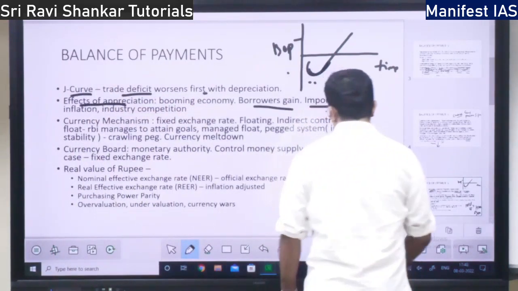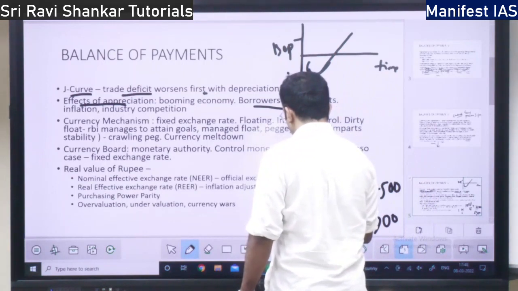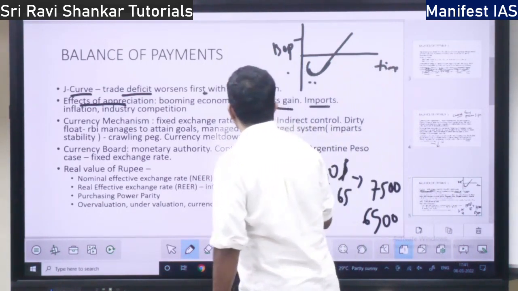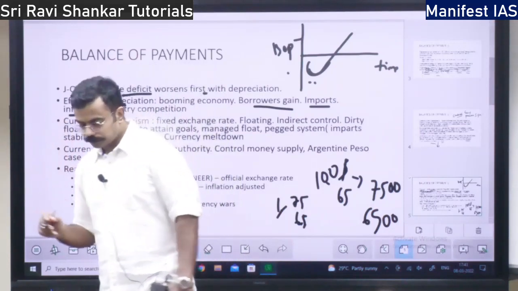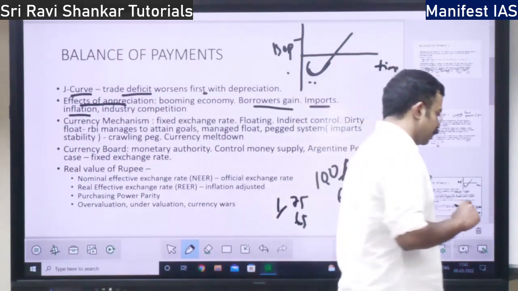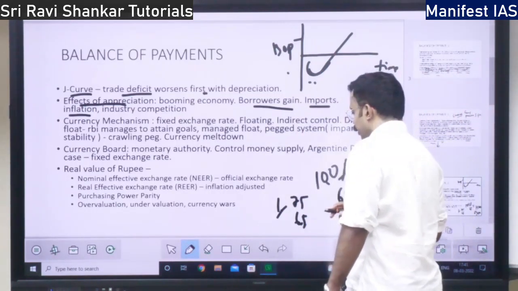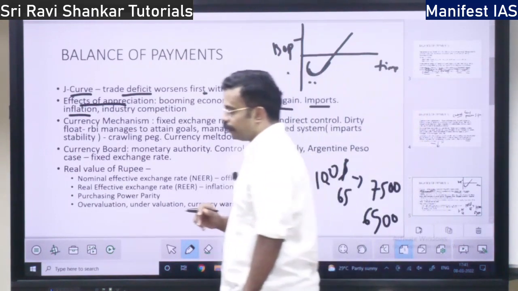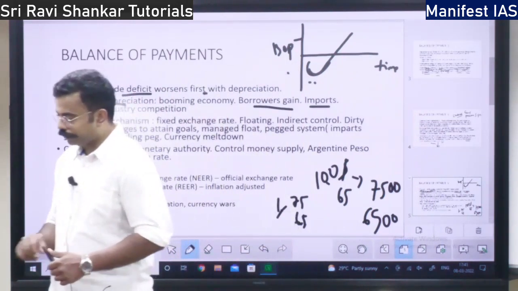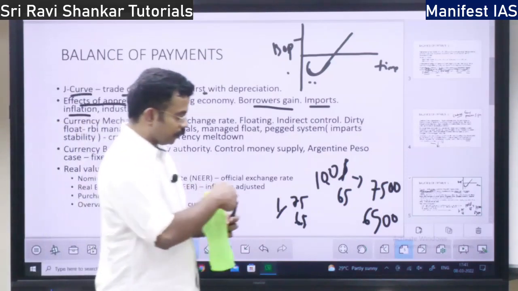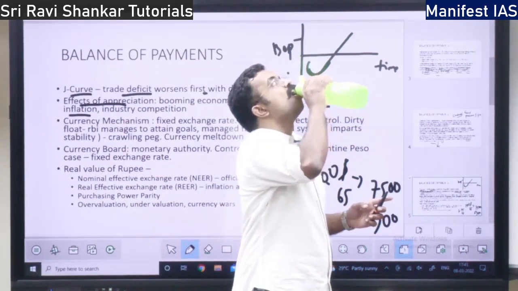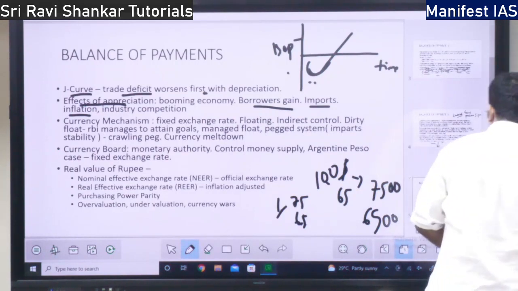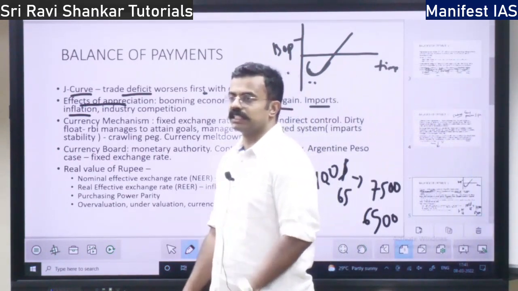How? See, $1 used to be 75 rupees. Currency appreciates to 65 rupees. So we can buy the dollar more easily, so we will import more. Imports will be impacted. Then inflation. How does an appreciating currency impact inflation? Since imports have increased, will there be rising inflation or reduced inflation? See, when the currency depreciates, inflation will rise.